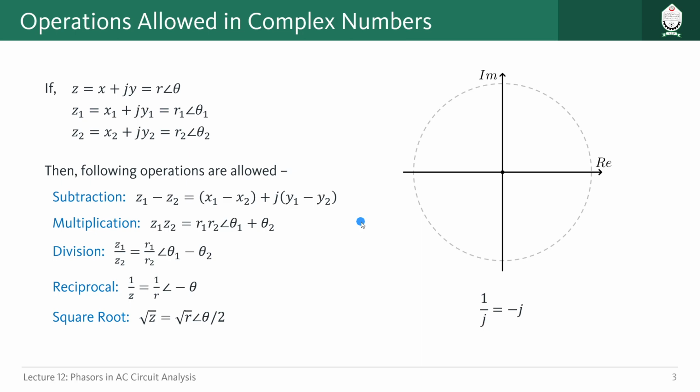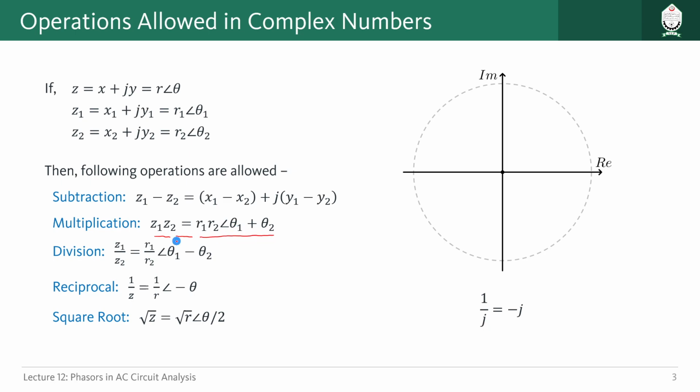Now if we have three different complex numbers, something like this, z, z1 and z2, all of them represented both in rectangular form as well as polar form, then these are the operations allowed generally. Most of the operations are very easy to understand, but let us look at this one. This is very important for our case.